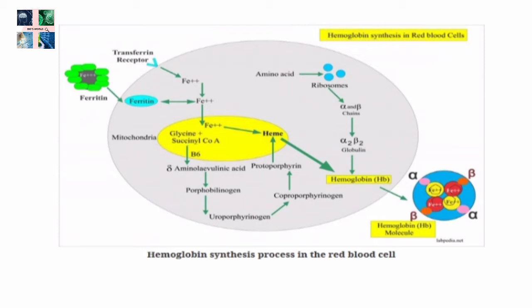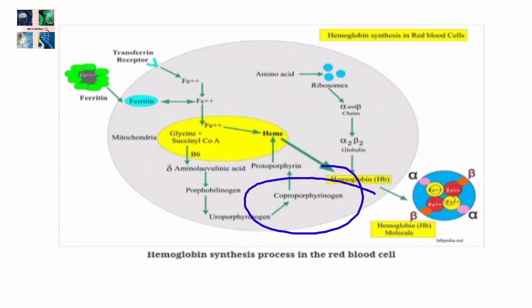Next, aminolevulinic acid dehydratase takes 2 molecules of ALA and produces PBG, that is porphobilinogen. In the third step, porphobilinogen deaminase takes 4 molecules of PBG and produces hydroxymethylbilane. In the next step, uroporphyrinogen 3 synthase takes hydroxymethylbilane and produces uroporphyrinogen 3.